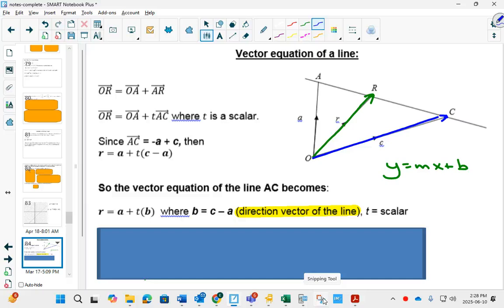The idea of the vector equation of the line is if you find one point or one position vector that's on that line, and you know what direction the line is going, in other words, in this situation, can you see that the vector AC is a vector on that line? It's the direction that line goes.